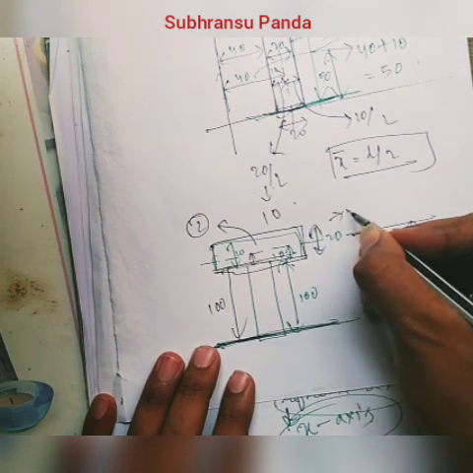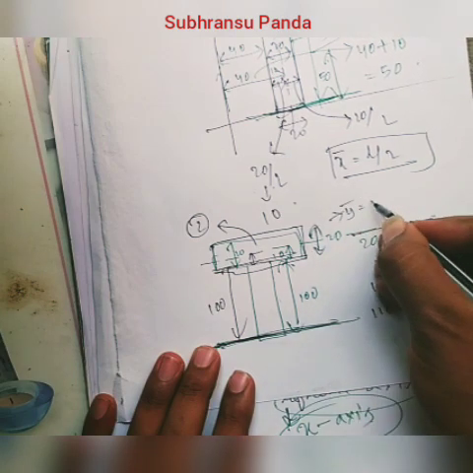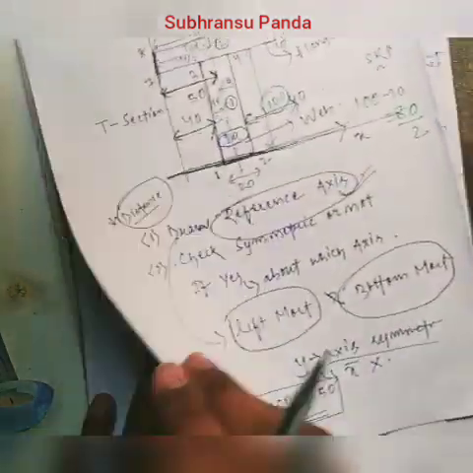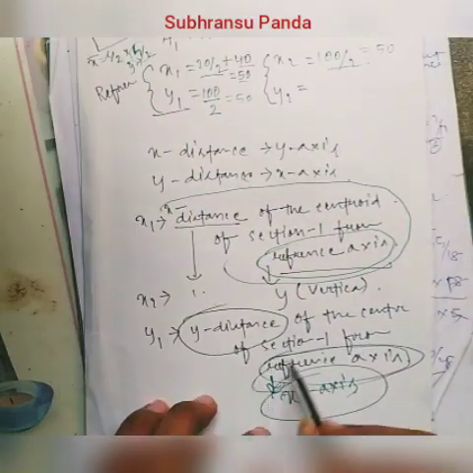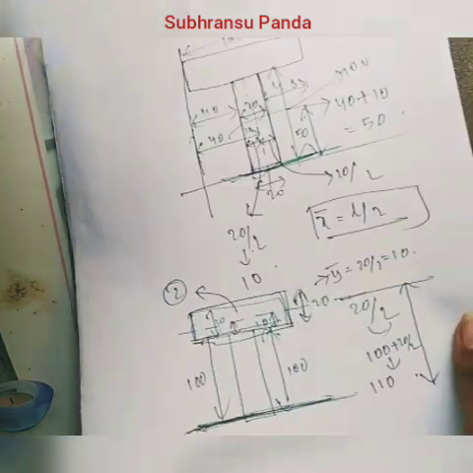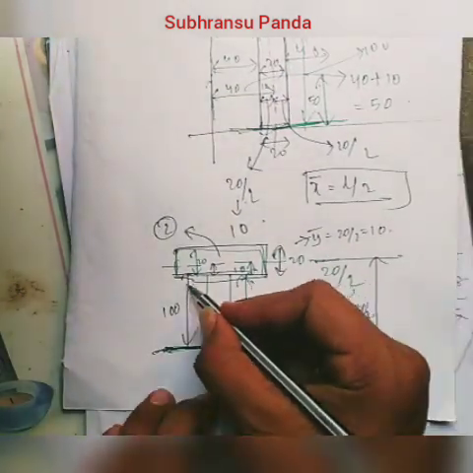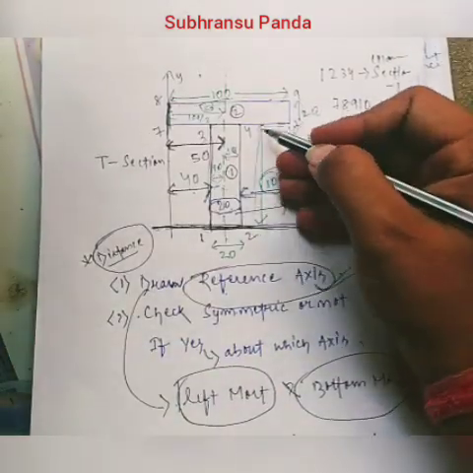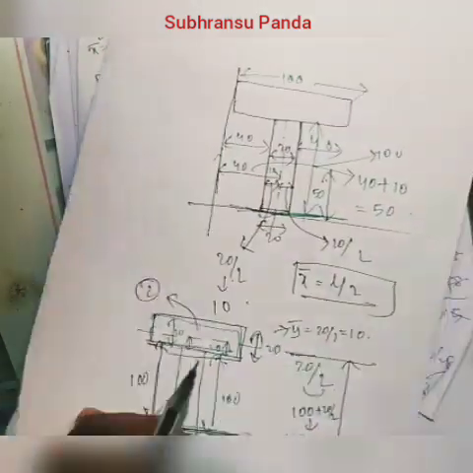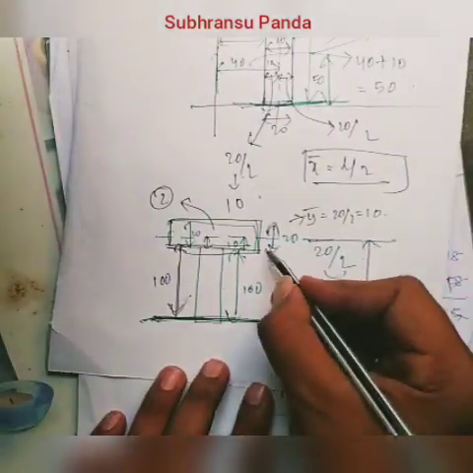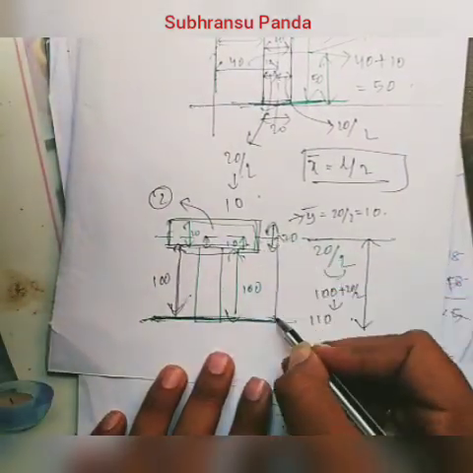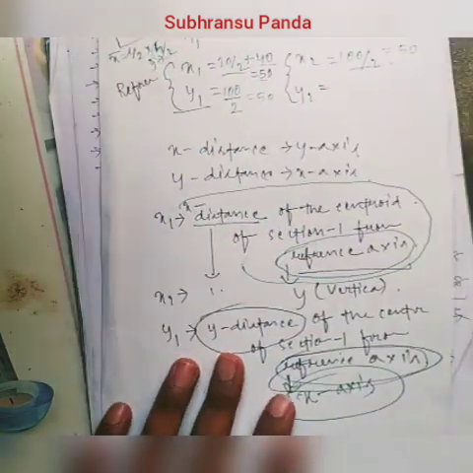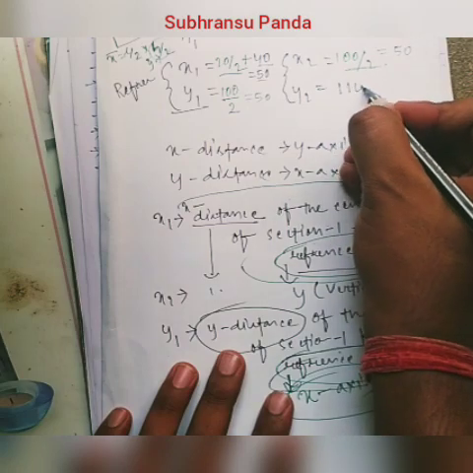So y bar will be 20 by 2, that is 10. But what are we calculating? We are calculating its distance from the reference axis. So what is its distance from the reference axis? This is 100, in the question it is given as 100. So from this to this, 100 plus 20 by 2, that is 110. So directly I am writing here, this is 110.